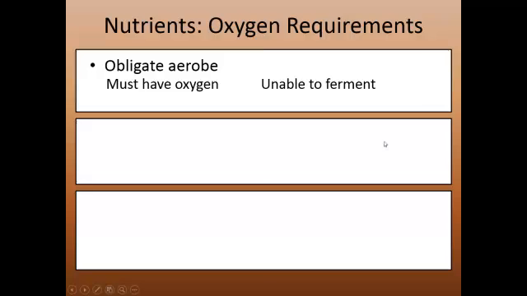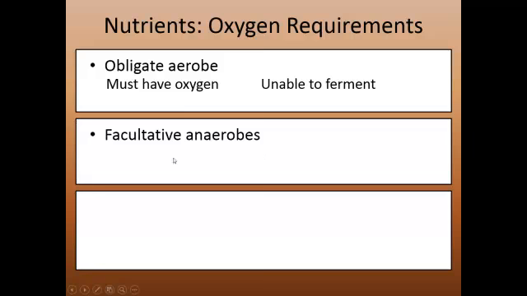Now we gotta have a microbial example of an obligate aerobe because we can't stick with your brain cells because they're eukaryotic. An example would be the genus Pseudomonas. They are unable to ferment and they have to have oxygen. They're very unhappy without it.